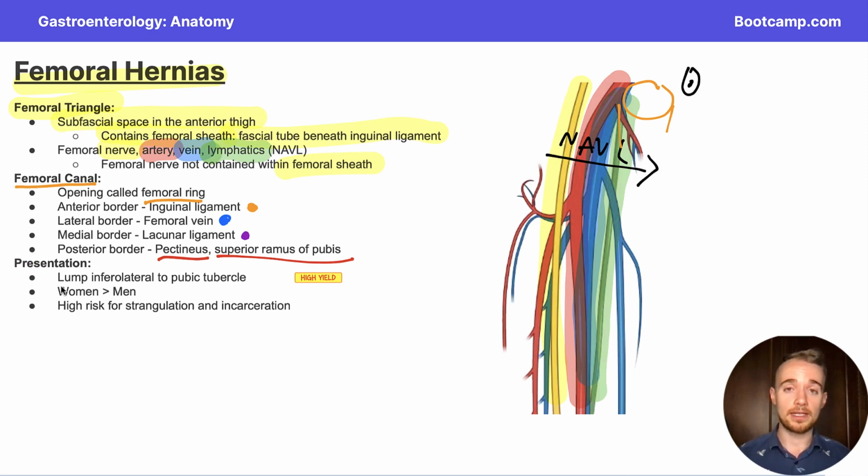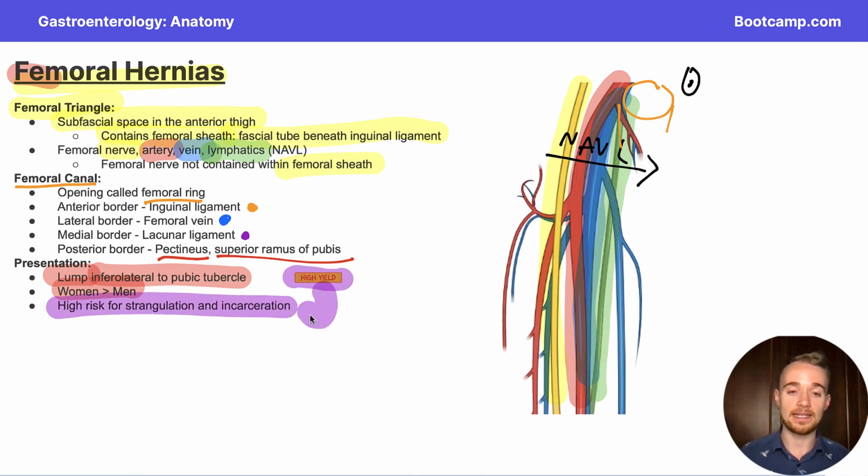Unlike our inguinal hernias, which are going to appear in the groin or scrotum, our femoral hernia is going to appear as a lump that is inferolateral to the pubic tubercle, so down and to the side of our pubic tubercle. And importantly, this is something that is more common in women than it is in men. I like to remember this by thinking of the fem in femoral hernia and the fem in female. So more common in women than in men, and this is the only type of hernia for which that is the case. Finally, the super high yield point about femoral hernias is their very high risk for strangulation and incarceration.